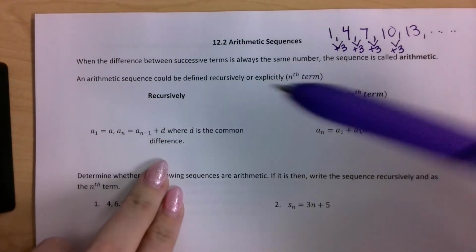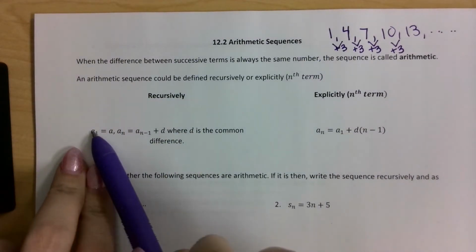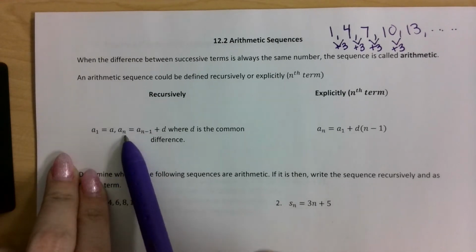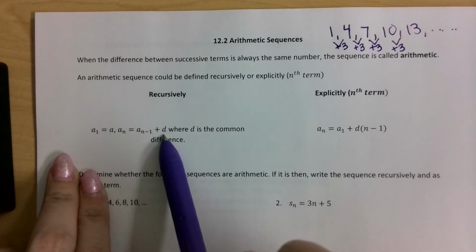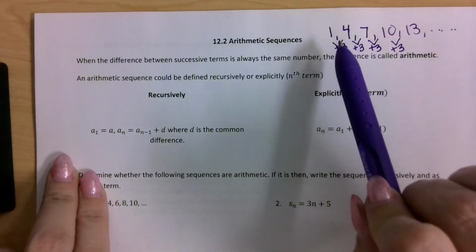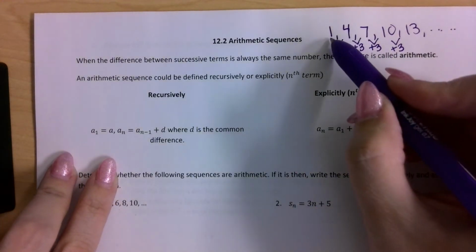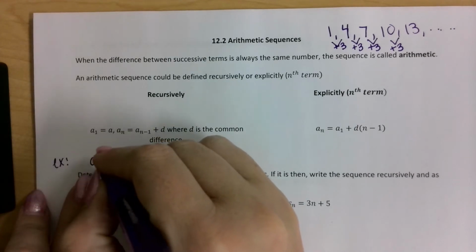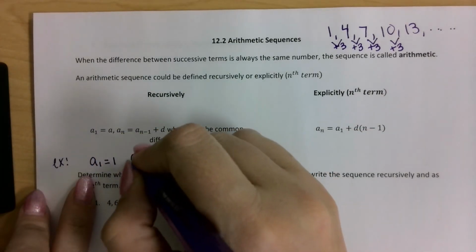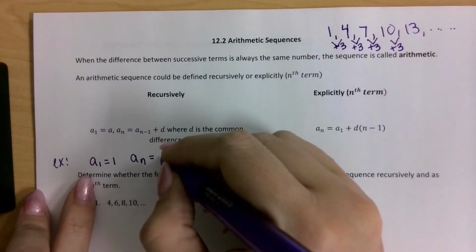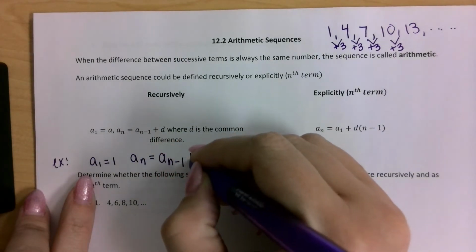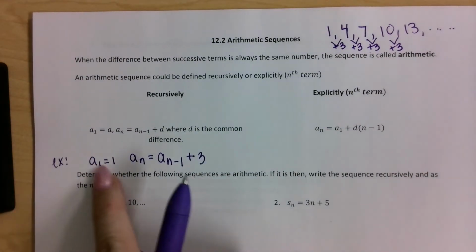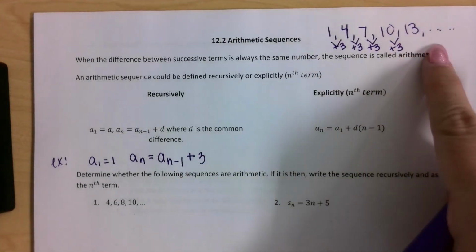So recursively, we find the formula and we say, well, this is our first number. And then our second number comes from finding the number before it and adding that common difference. So in this example, our first number is 1. So we would say a sub 1 is 1. Then you find the next term by doing the 1 before it plus our common difference, which in this case is 3. Okay, so this is our recursive formula for this equation, right?